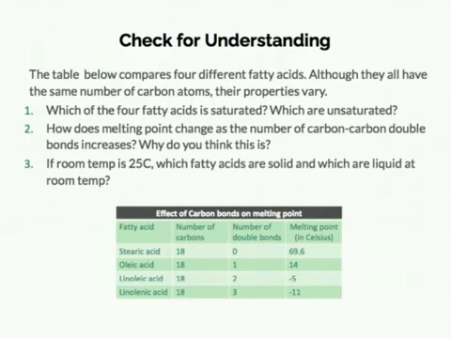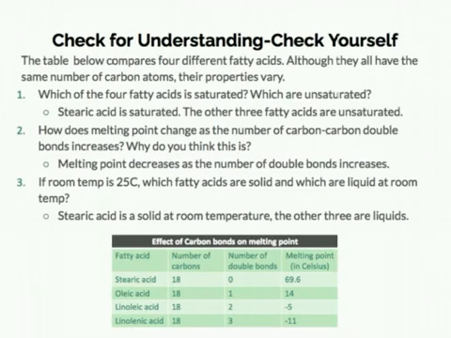So we are at our first check for understanding. Pause here, read the questions, and try these out on your own. So let's go through and check ourselves. So looking at the table, which of the 4 fatty acids is saturated and which are unsaturated? So stearic is saturated and the other 3 are unsaturated.